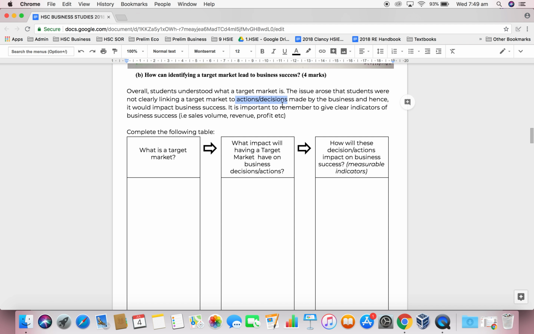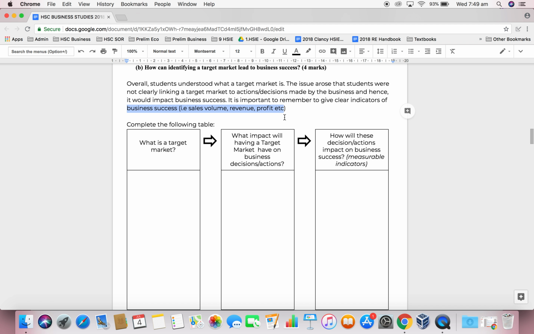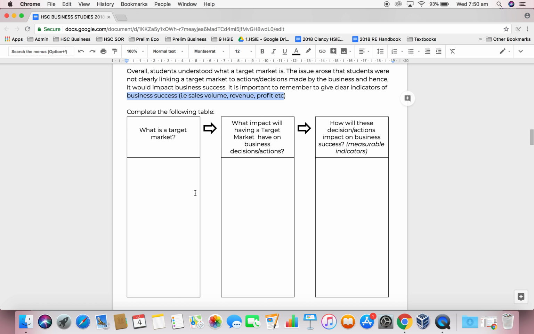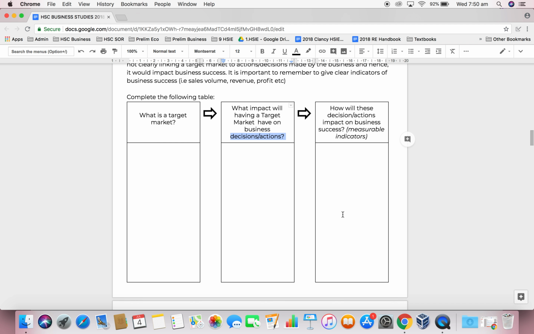Okay, it is important to remember to give clear indicators of business success as well. So this bit here, when we're talking about business success, did you actually give an indicator or a measure of it? What I want you to have a go at is to fill in this table. What is a target market? What impact will having a target market have on business decisions or actions? And then how does this impact business success using measurable indicators? So have a go at that now, please.